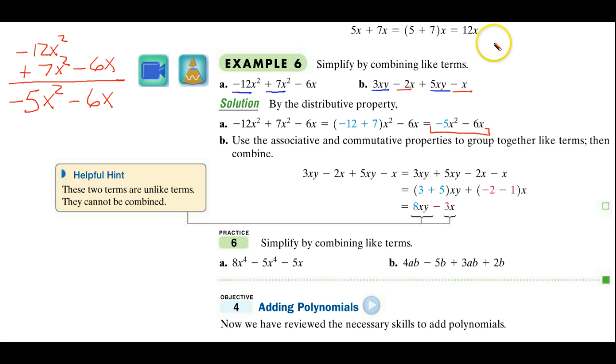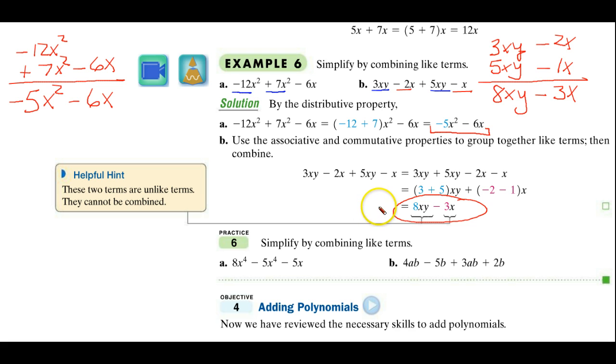And then we just bring this down, and that is our answer. Now here we could do it the same. 3xy. Another like term is 5xy. And then here we have a negative 2x. And here we have a negative, and you could put the 1 there even though it's not written, so it helps. So we're just going to add the numerical coefficients, 8xy minus 3x. That's my gift to you, in a sense. A technique to ensure correct answers. We'll be using that a little later, too.